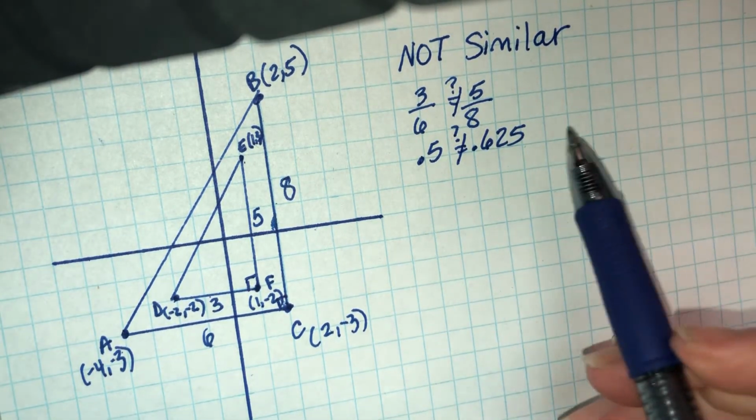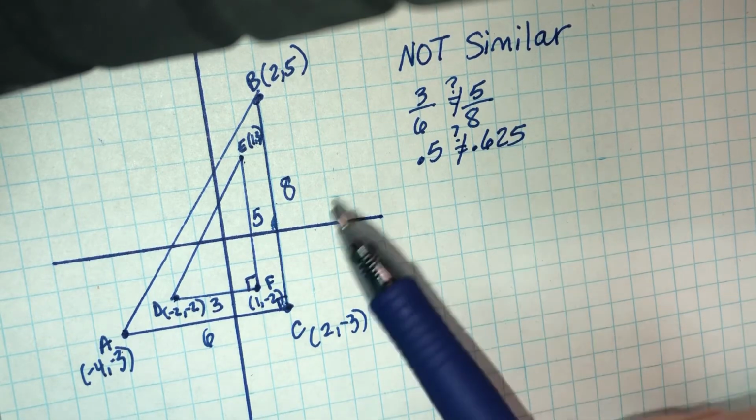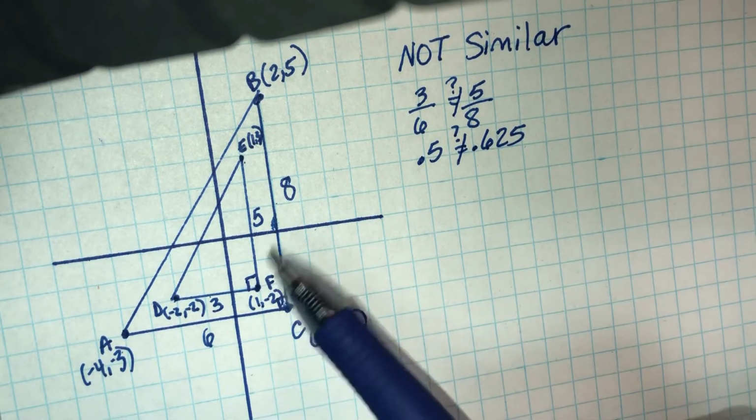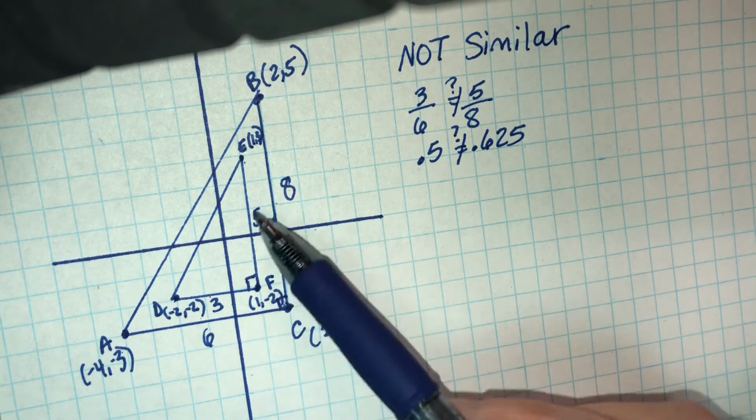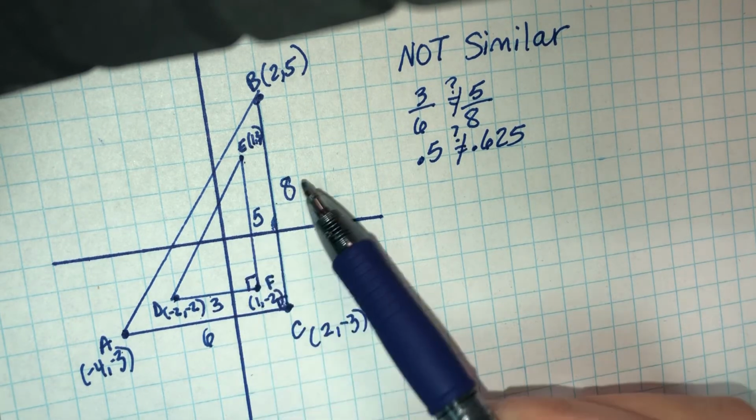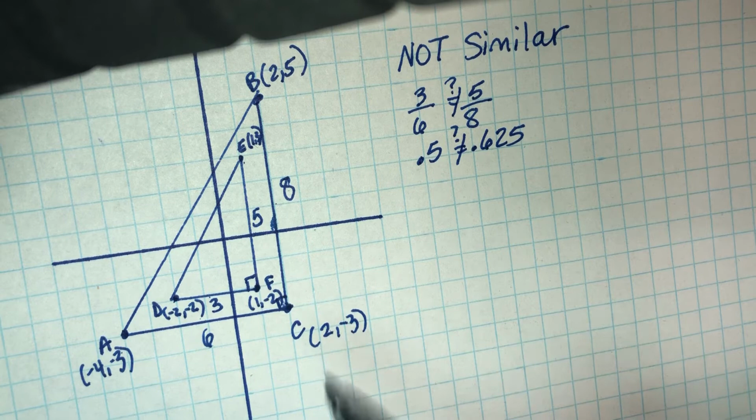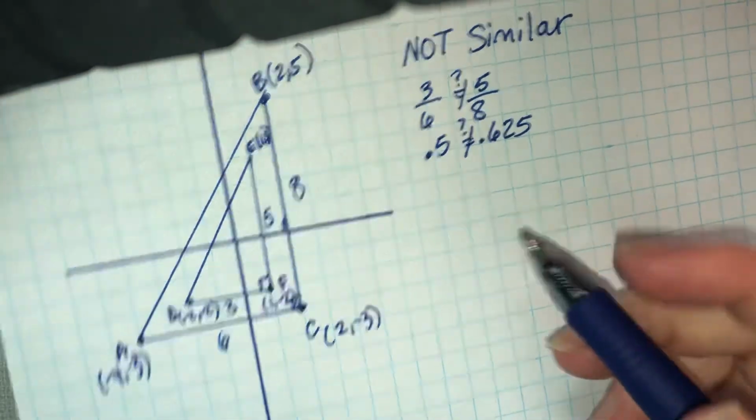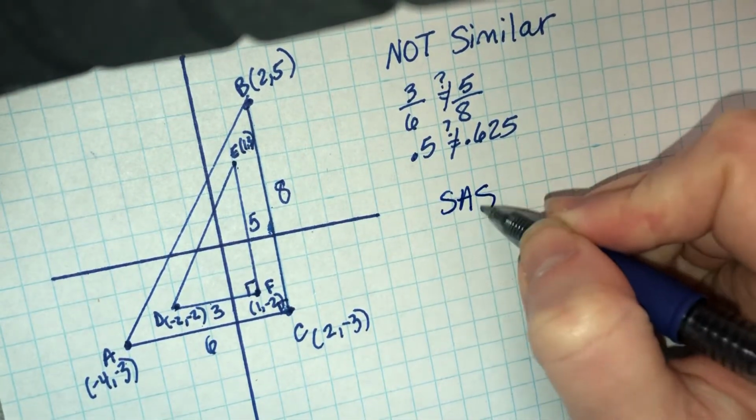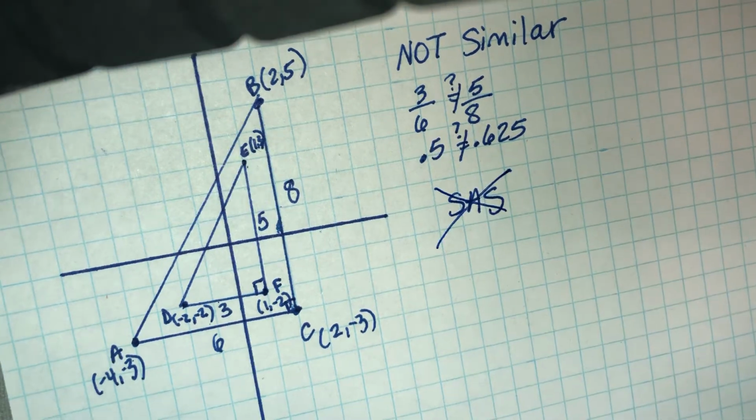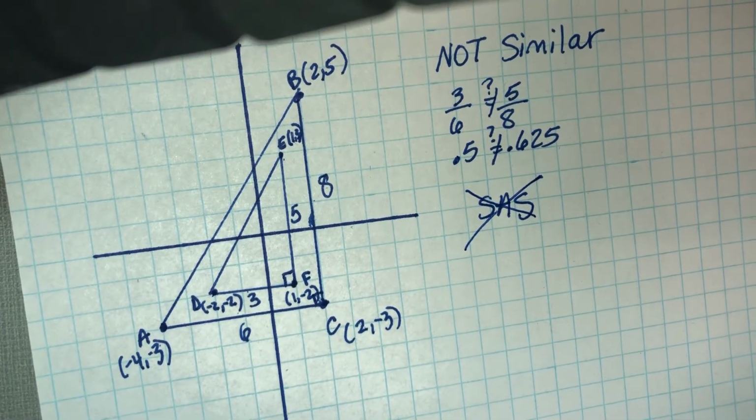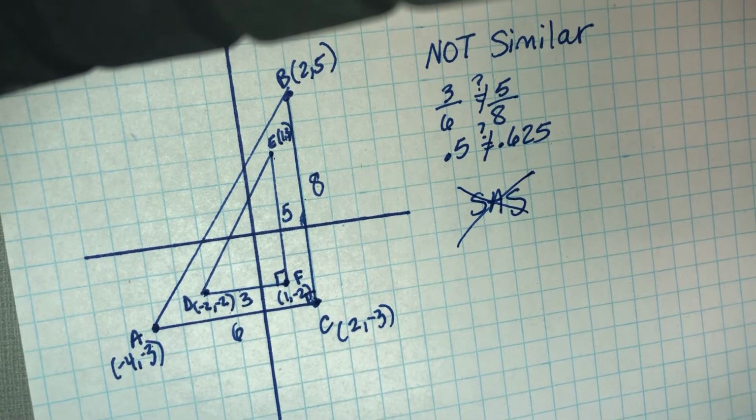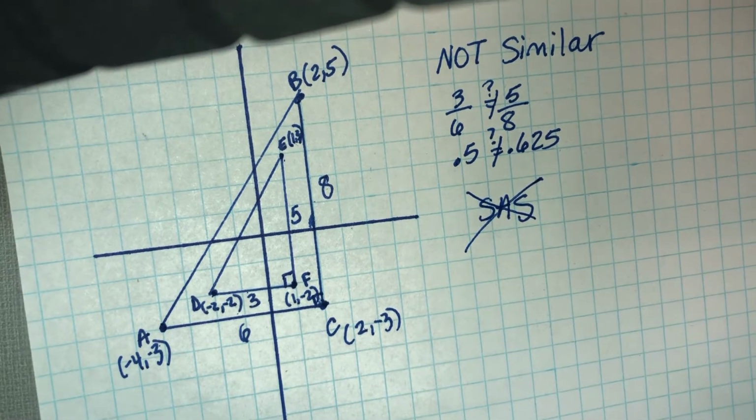If they had been equal fractions, we could have said, yes, these two triangles are similar by side, angle, side, because the two sides and the angle in the middle would have been, well, the two sides would be proportional and the angle in the middle would be congruent. But since the sides are not proportional, we cannot use side, angle, side here, and we're going to say that they are not similar triangles. They're pretty close. 0.5 and 0.6 are not off by much, but they are not similar.